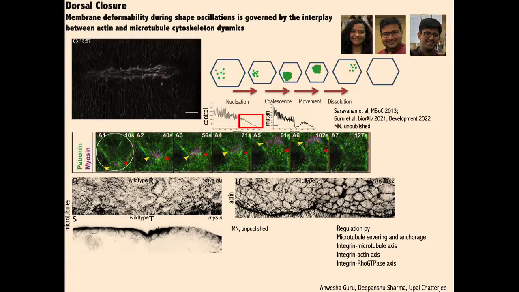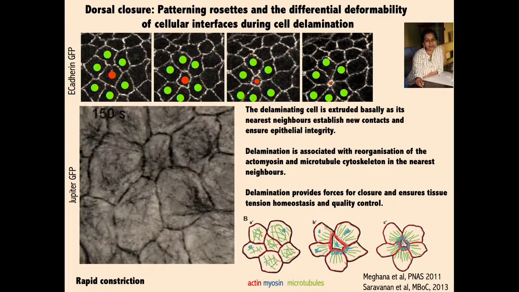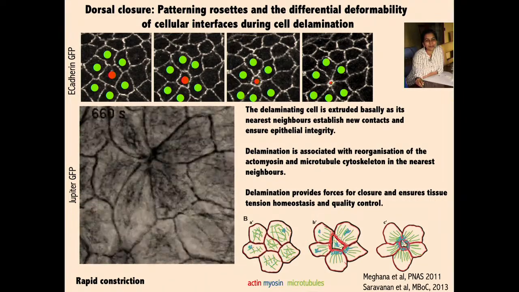Perturbing microtubule dynamics actually also causes instabilities in cell shape, with cells dramatically collapsing and then expanding again, rather than this patterned reduction in cell area. The third thing we're looking at is how you build these rosette-like structures.